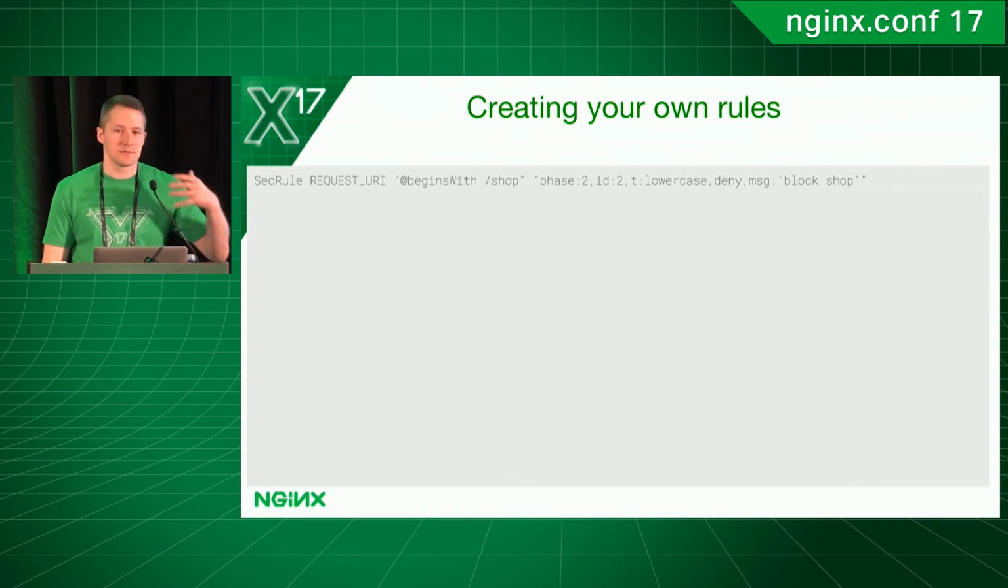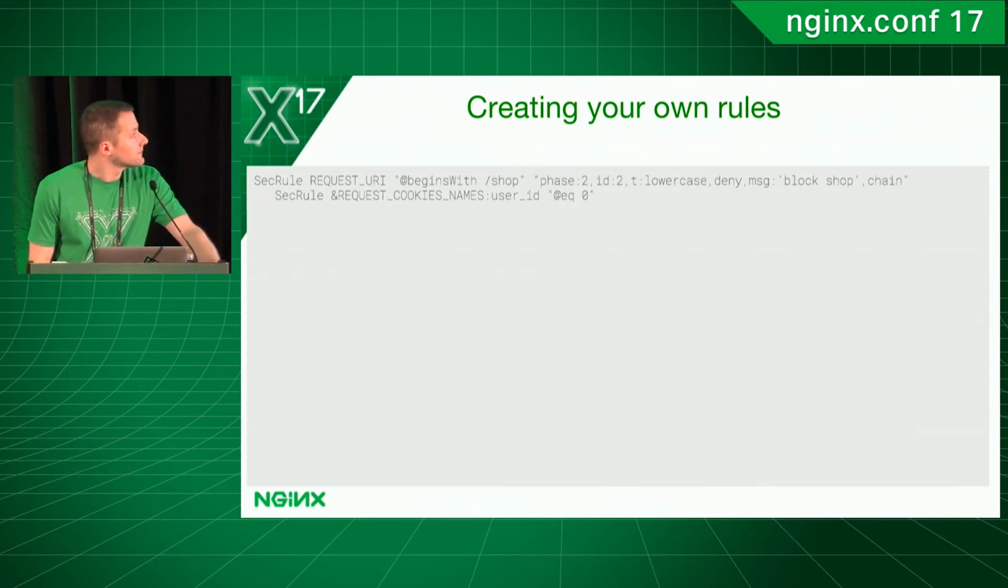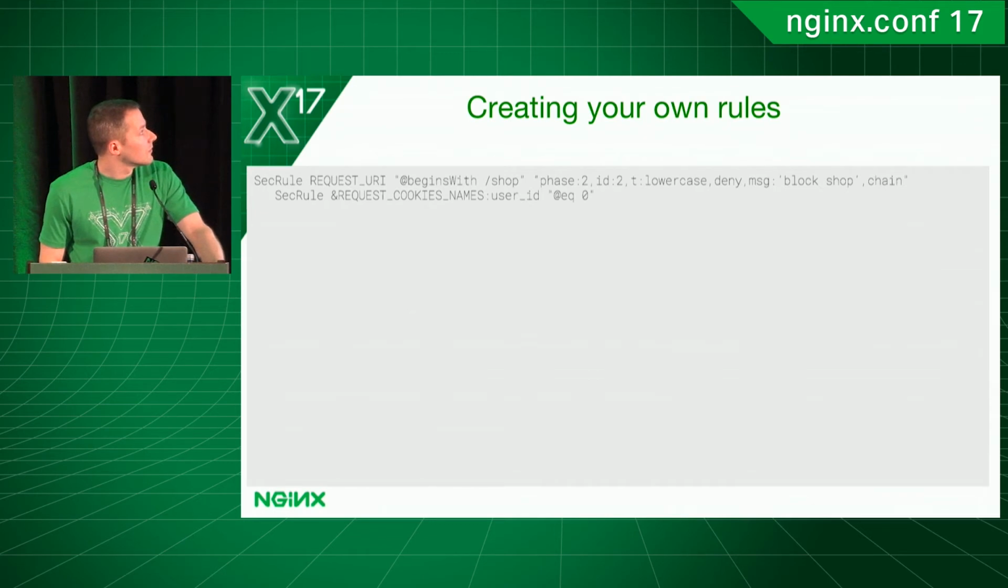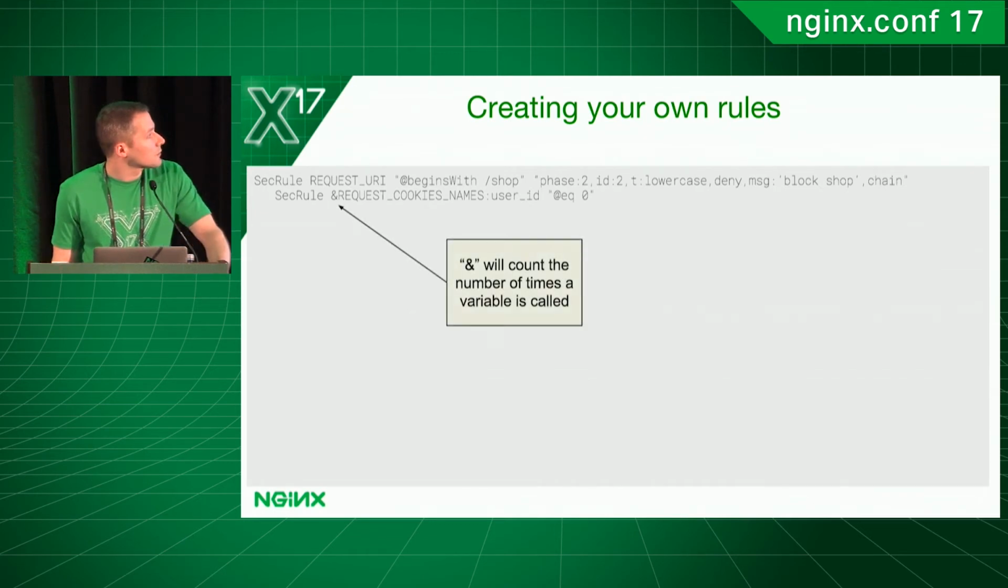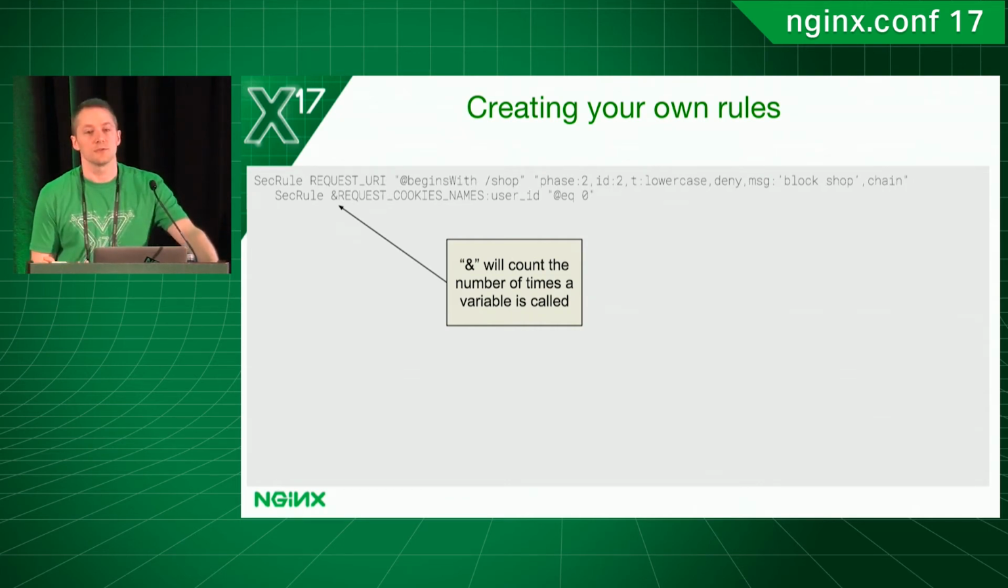And we can also chain rules together. The next rule that we've chained is looking at the request user ID in the cookie, and that ampersand will count the number of times that variable is called. If it is equal to 0, it means that user ID is not set, and we don't want that user to access the site.